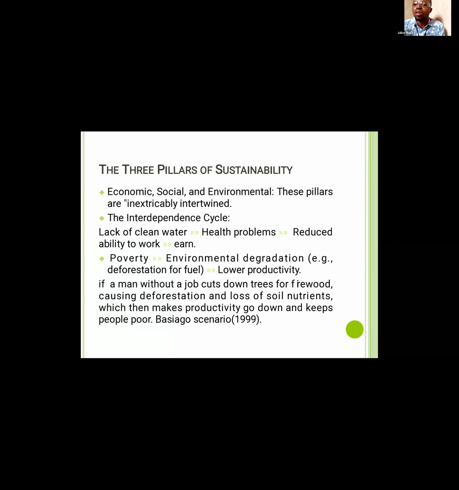Let's talk about poverty. The root cause of everything, of this resource degradation, they said, is poverty. You could see it in environmental degradation, like for example deforestation for fuel. Like yesterday, we were saying that we don't provide the average poor Nigerian with the means to curtail cutting forests, and yet we are saying that they shouldn't cut forests. Which is why the scenario said that if a man without a job cuts down trees for firewood, causing deforestation and loss of soil nutrient, this makes productivity go down and keeps people poor. Of course, they are still beneath the poverty line, which is very hazardous.